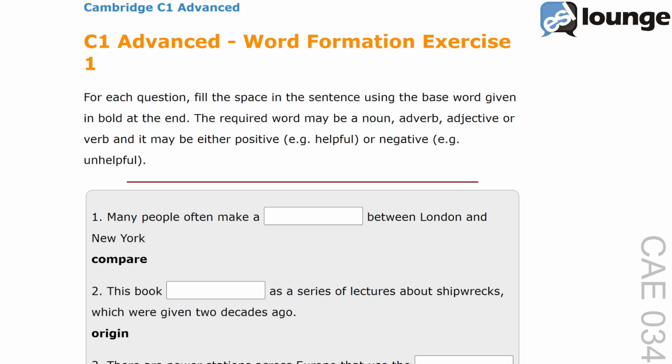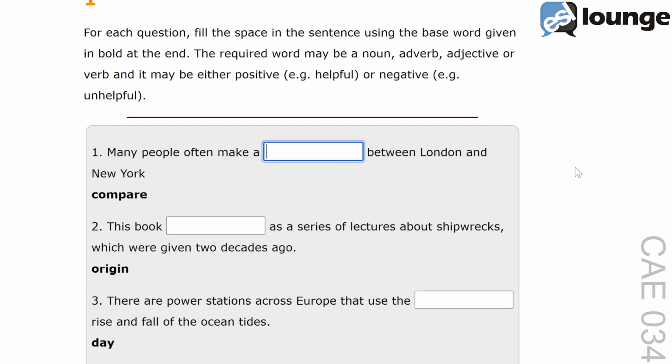Today we're working through C1 Advanced Word Formation, exercise number CAE034. Let's start with number 1. Many people often make a blank between London and New York. The base word is compare. The correct form here is comparison.